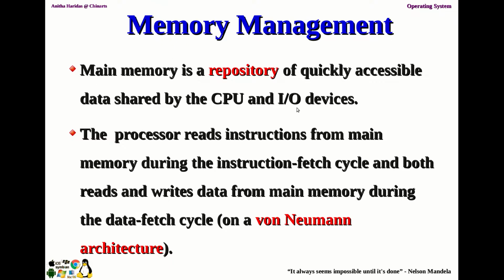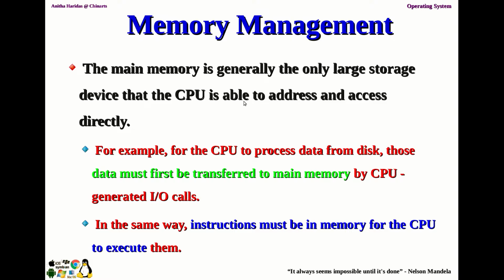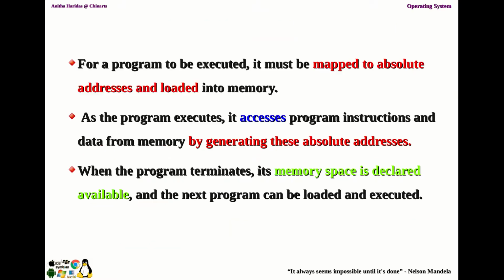The main memory is the only repository where the reading and writing operation is done for the CPU as well as for the input output devices. And if the CPU wants to execute a program, it must be mapped to the absolute address and loaded into the primary memory. This is the point we will be discussing in the virtual memory concept.